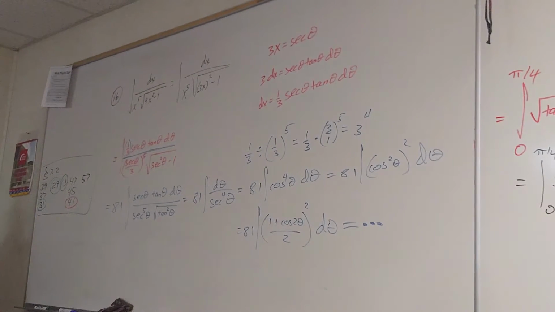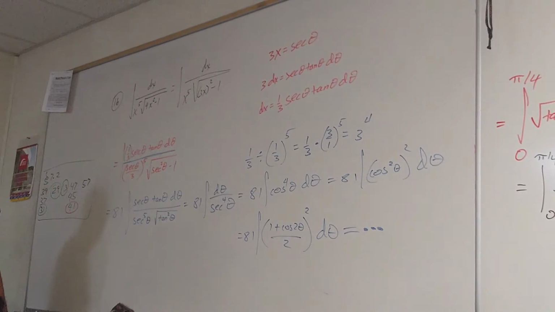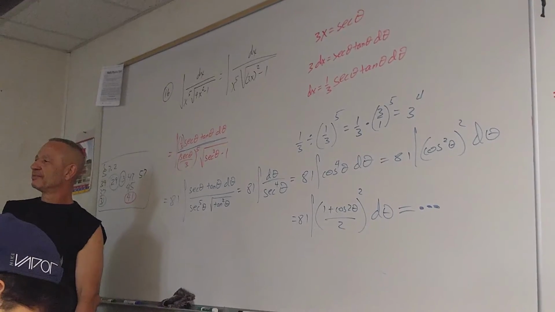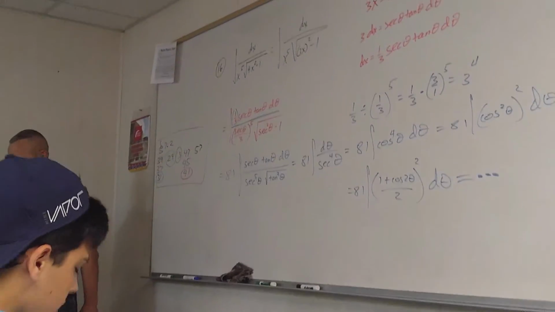How do you know they change it to the cosine? How do you know they change it to the cosine with the 2? Because I'll do anything to get rid of secant. Okay. Secant sucks.